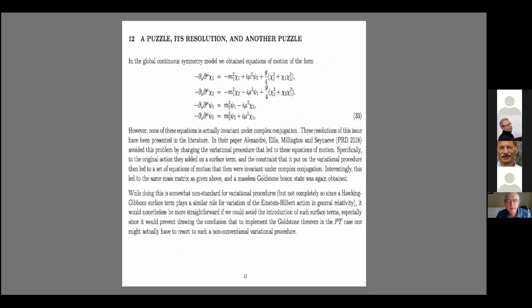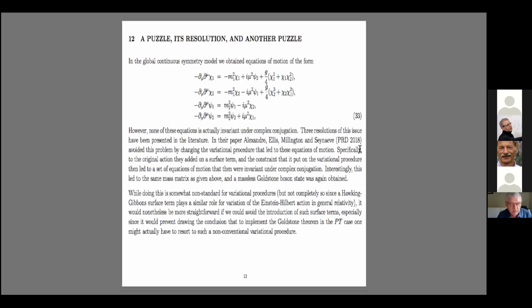Okay. So now let's go back to the complex conjugate puzzle. So we have these equations, and if I complex conjugate them, I goes to minus I, and these equations are not complex conjugate invariant. Now, Alexandre, Ellis, Millington, and Sarkar noted this. And what they did, in order to get around this problem, was change the variational procedure so that it led to a different set of equations of motion.